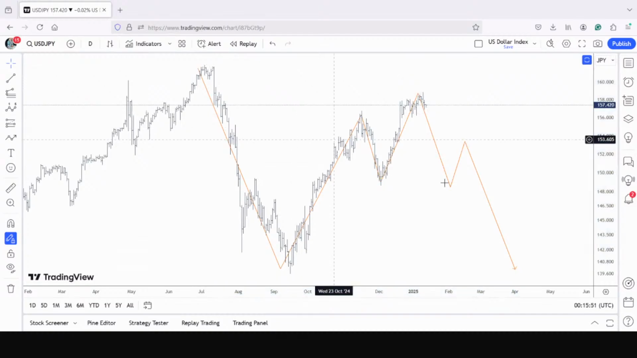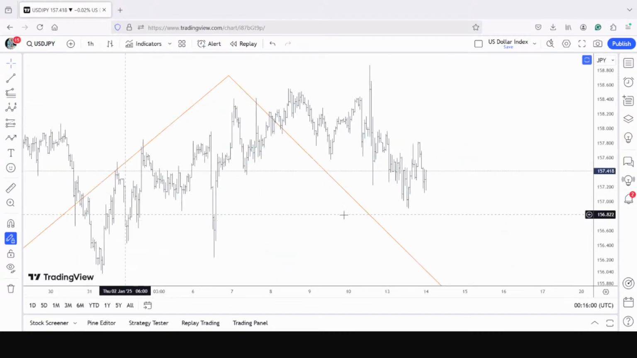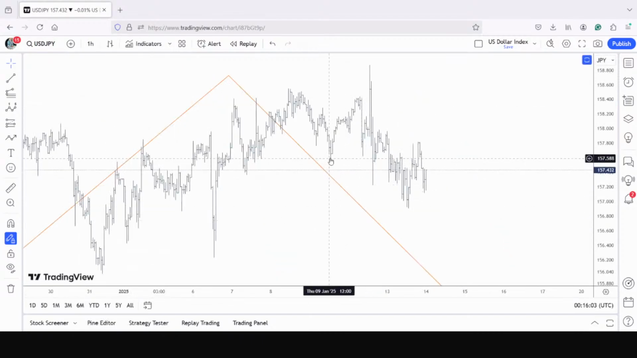All right. Again, there you see that head and shoulder pattern will unfold on a larger degree time frame. On a smaller degree time frame, the head and shoulder, okay, that's the neckline already taken.